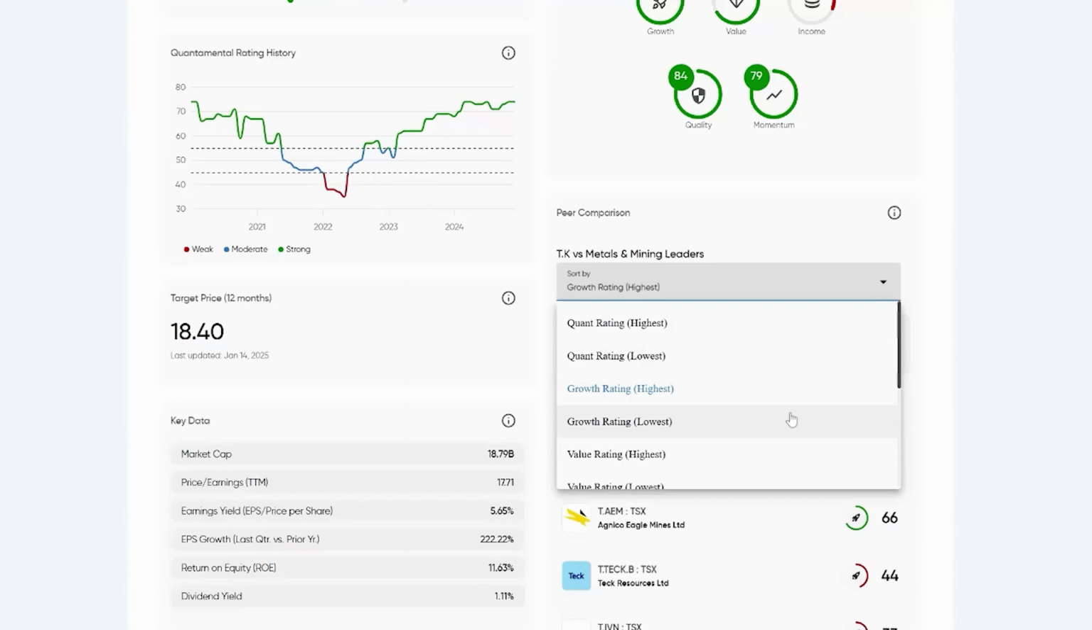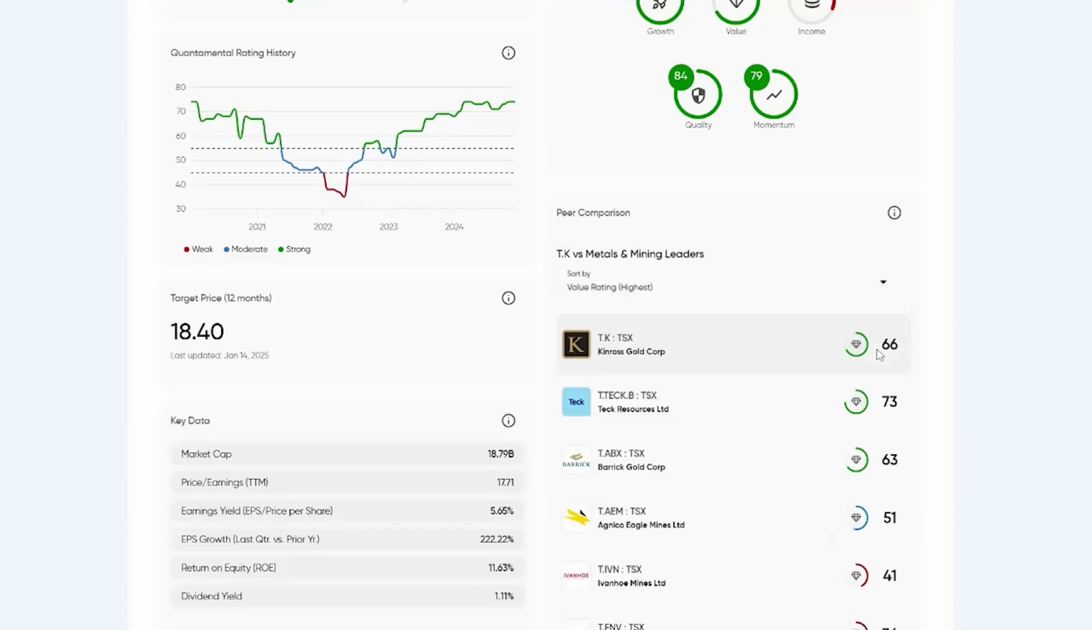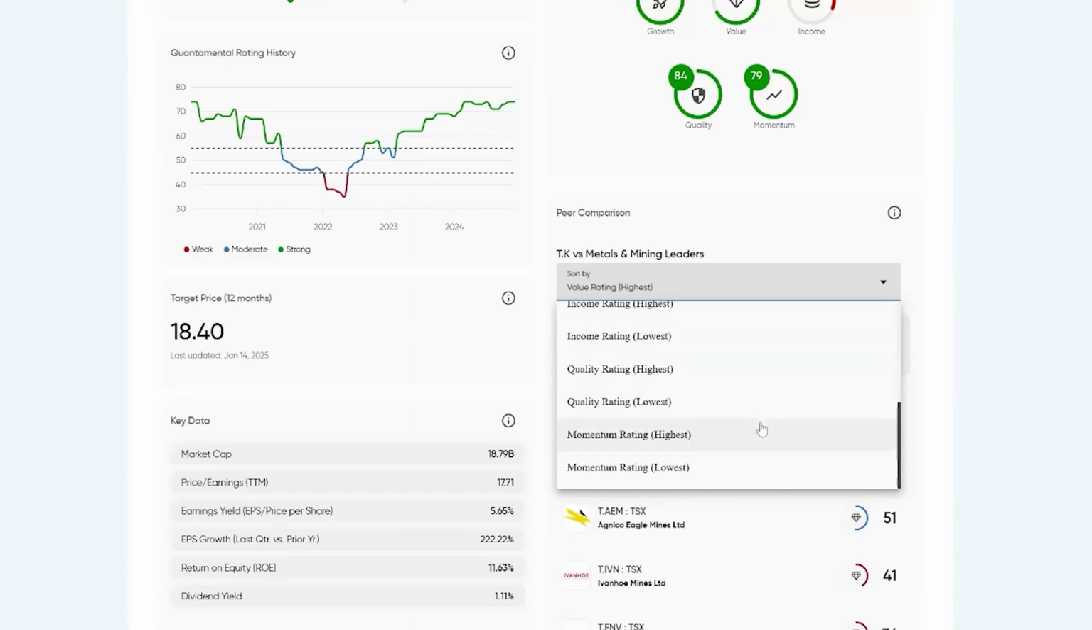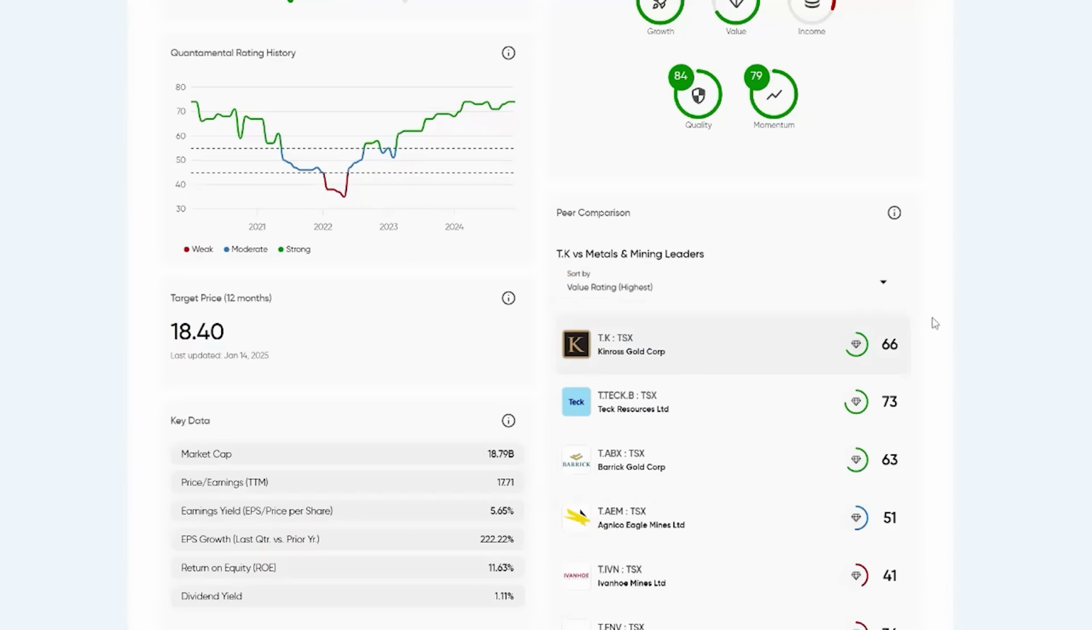I can also rank it by value. Although it's been trending higher, is there a better value stock in play? So Kinross ranks 66, right? But we have Teck Resources at 73. It's higher. So again, I could go through this one by one all the time. I won't do that today. I want to get to some of your questions. But really, we can do any factor score and we can get the whole picture of how it compares.